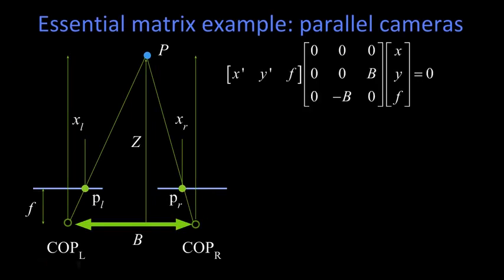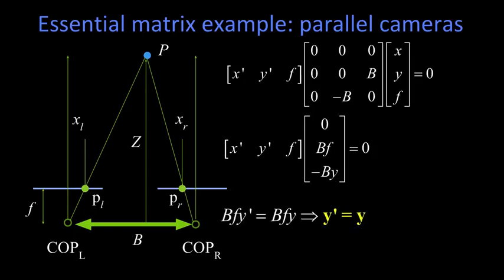Copy that equation over again. Multiply out the first one. So now we have X prime, Y prime, F, dotted with, or transpose of, 0, BF, minus BY, equals 0. Multiply it out again. We get BFY prime equals BFY. B is a constant, F is a constant, divide through, and it just says Y equals Y prime. Y equals Y prime. What does that mean?